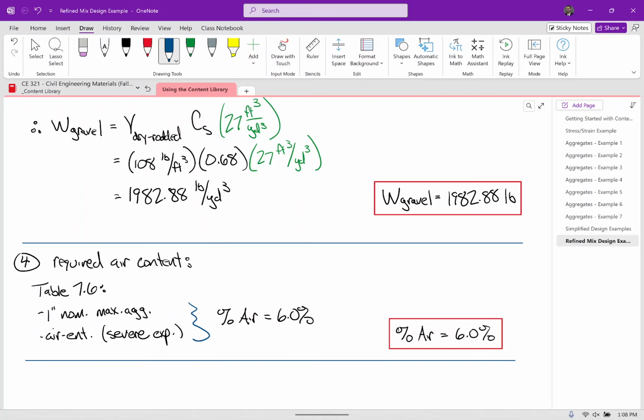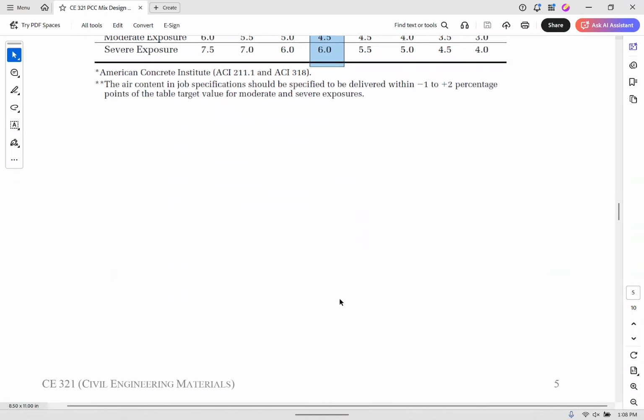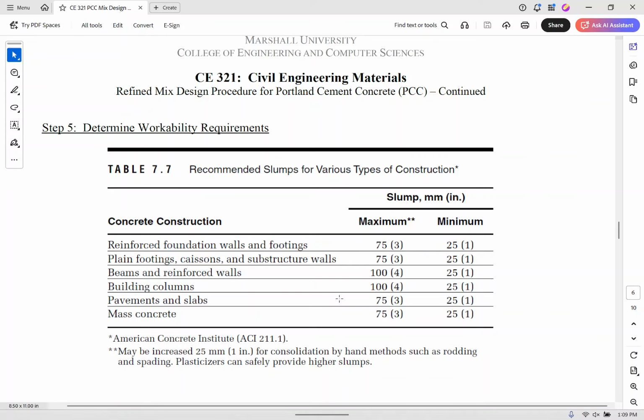Short step. Step 5 is our workability, essentially our slump, okay? I'm going to call a little bit of an audible on our calculation because I had my calculations done a little differently, and I'm going to make this interesting. Okay, so determine workability requirements. So this is our recommended slump for various types of construction.